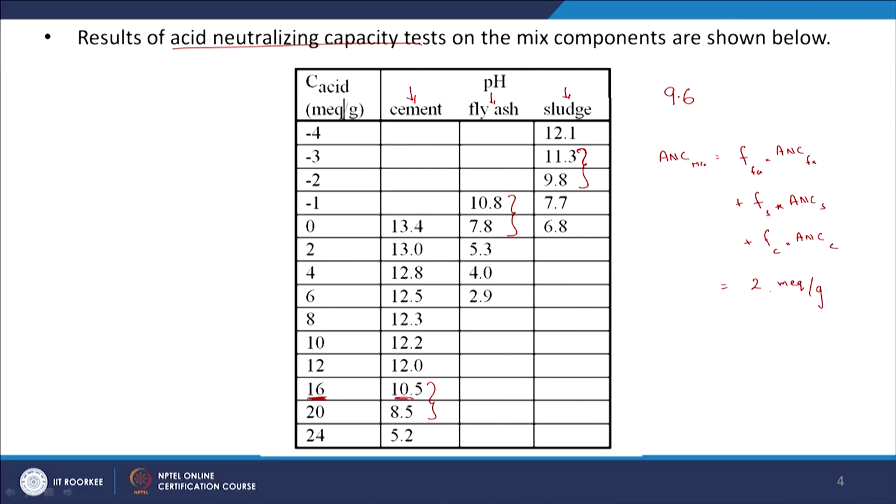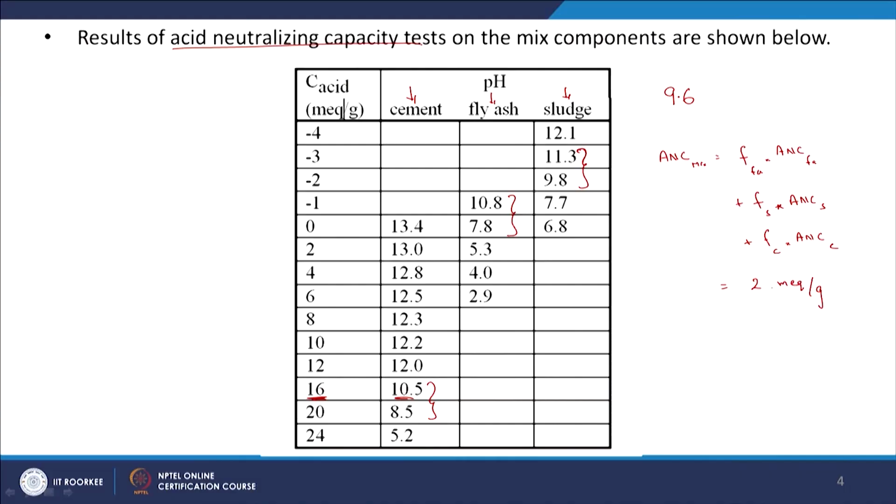Obviously there are assumptions here, that even when we mix this stuff up, the acid neutralizing capacities are going to obey the additive rule, if I may call it that. Also, you can add more of these relevant constituents such that your acid neutralizing capacity is greater than 2 milliequivalents per gram.